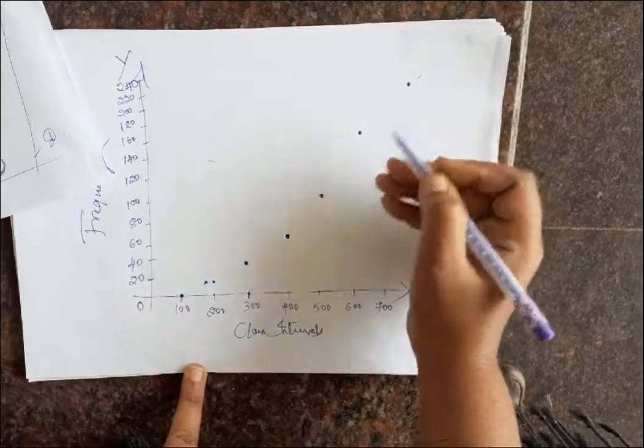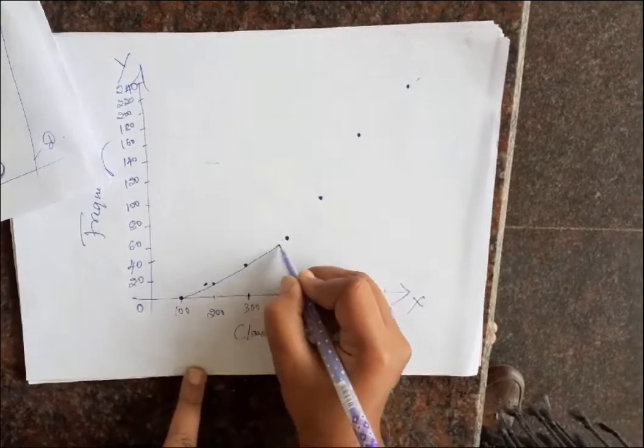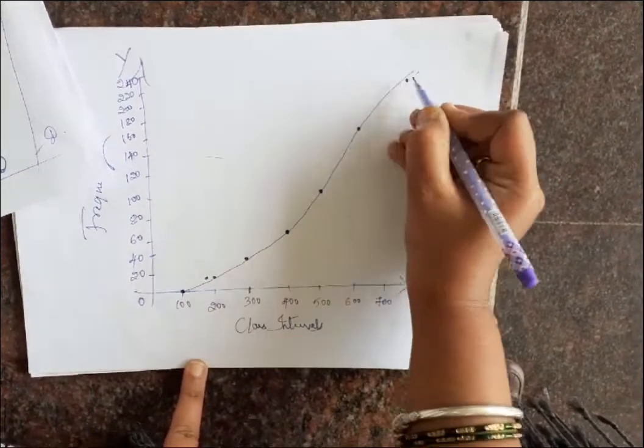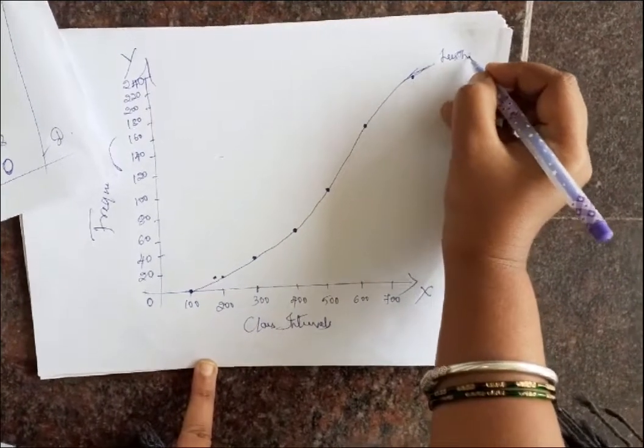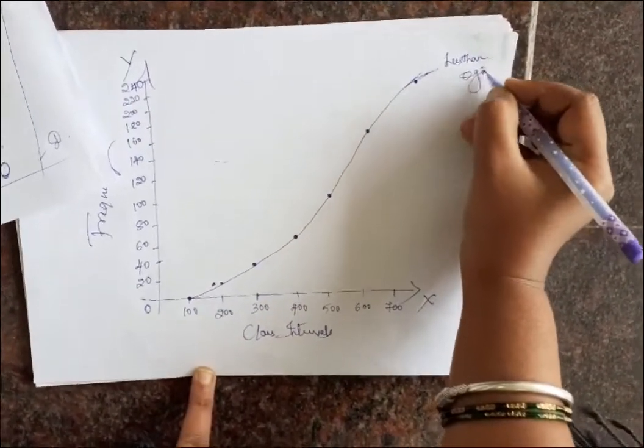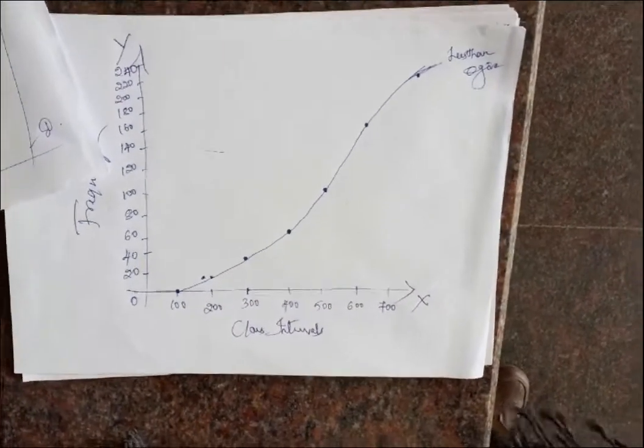Okay, so this is less than. Starting from here, this is how we have to mark. So this is the less than ogive. In the same way we have to mark the more than ogive.